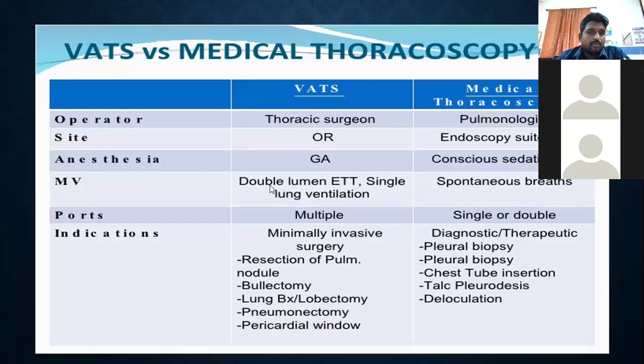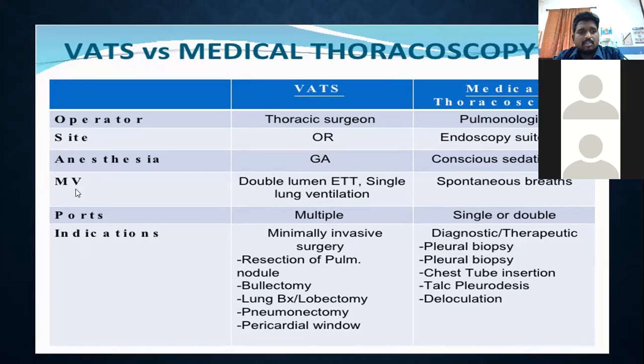As I already told you, video assisted thoracoscopy is performed usually by a thoracic surgeon, whereas medical thoracoscopy can be performed by any pulmonologist. The site of VATS is obviously the OT only, whereas medical thoracoscopy can be performed in a normal endoscopy suite where we are doing a bronchoscopy. And the anesthesia we use for VATS is general anesthesia, whereas mostly we use conscious sedation. Of course, we use midazolam or something like that, and we use local anesthesia only.